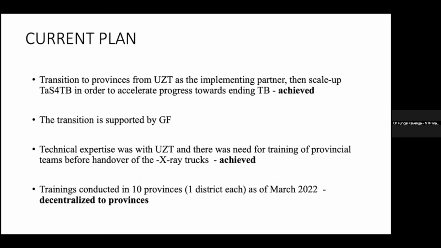So this implementing partner, that is the Union Zimbabwe Trust, they have the technical expertise. So we made use of that expertise to train our provincial teams before we handed over X-ray trucks to them. So we conducted training in all 10 provinces in March 2022.